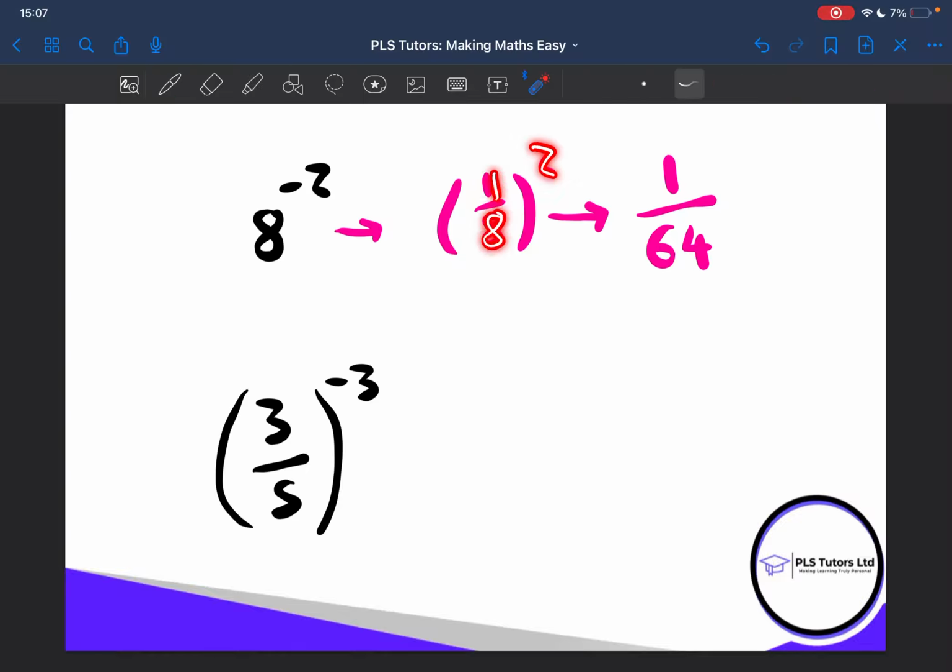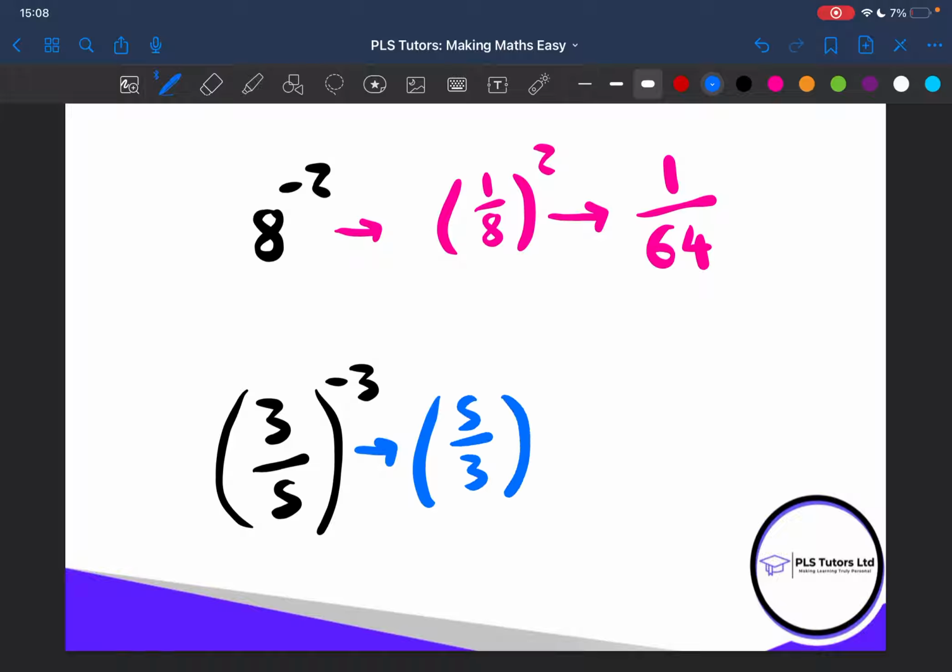So then the bottom one, 3 over 5 to the minus 3. Once again, we don't like minuses, so we're going to flip it upside down. So 3 over 5, flipped upside down, becomes 5 over 3. And then we want to cube everything. So it goes from being a negative 3 to a positive 3. 5 cubed is 125, and 3 cubed is 27.